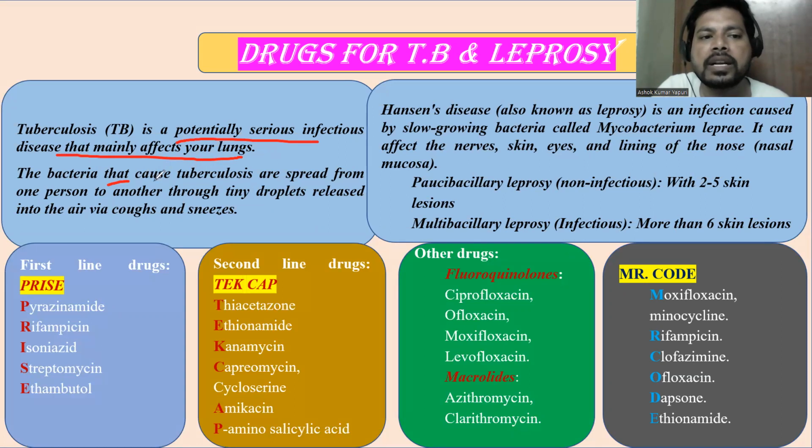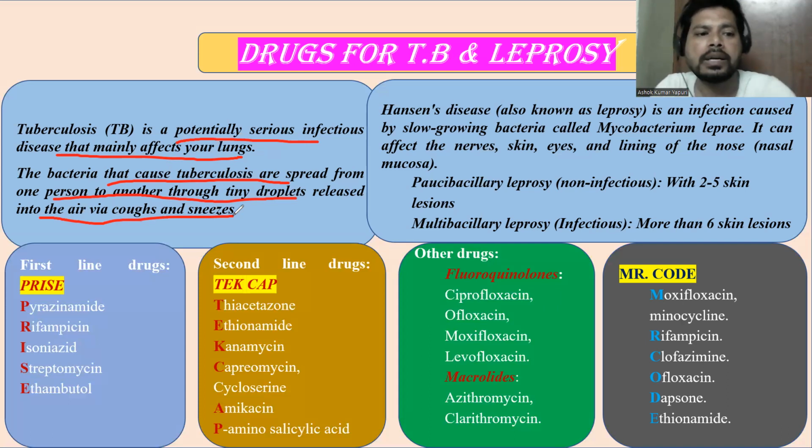The bacteria that cause tuberculosis are spread from one person to another through tiny droplets released into the air via cough as well as sneeze. So the transmission is through the air. Tuberculosis mainly affects the lungs. It is caused by Mycobacterium tuberculosis.